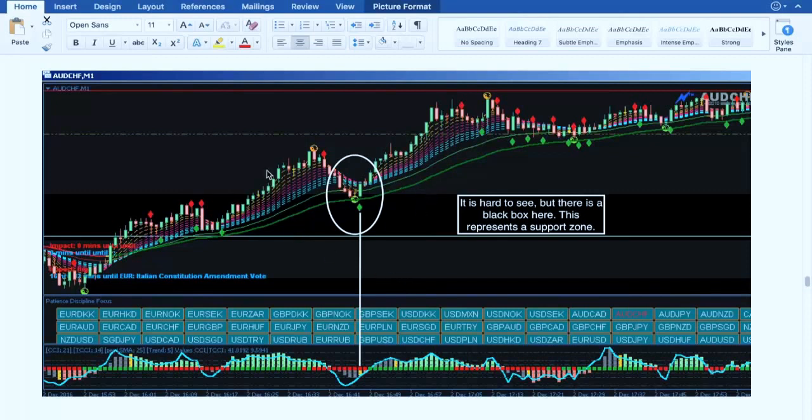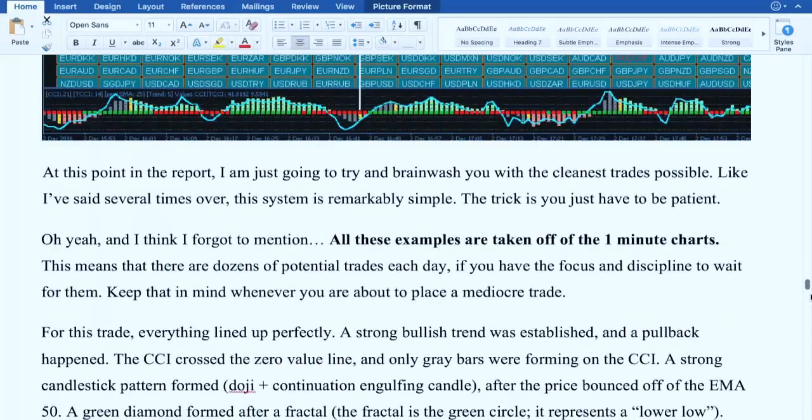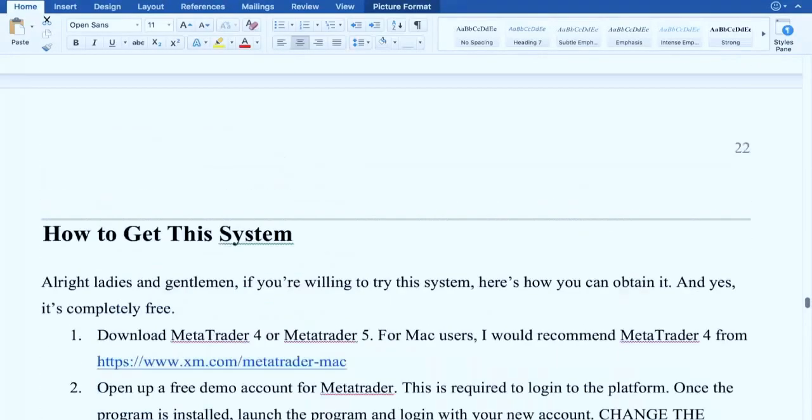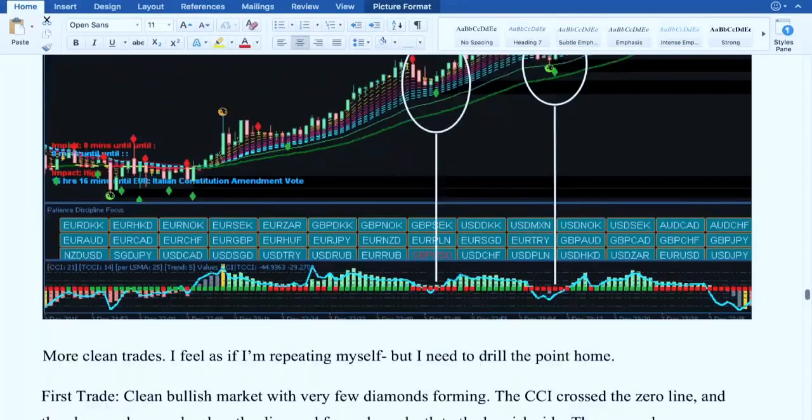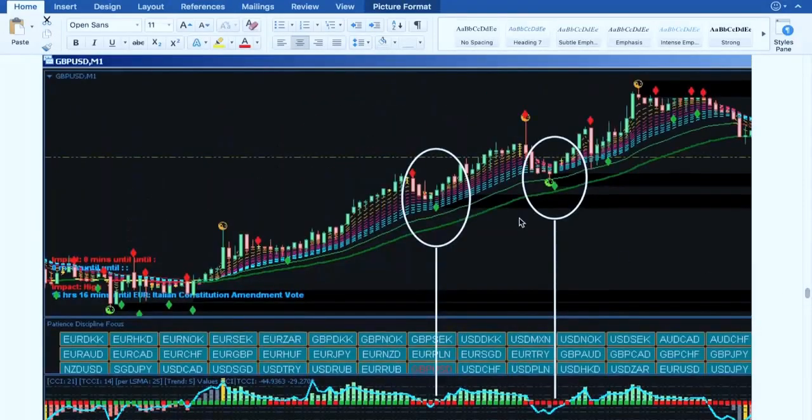So likewise, here's another extremely clean trend, another extremely clean setup. You'd place a call right here, and then the market skyrocketed upwards. And another example here. Actually, that's the last example, I think. Oh, actually, here's 2 more examples. Yeah, I forgot I've got 7 examples in this report, but as we can see, 2 more examples.